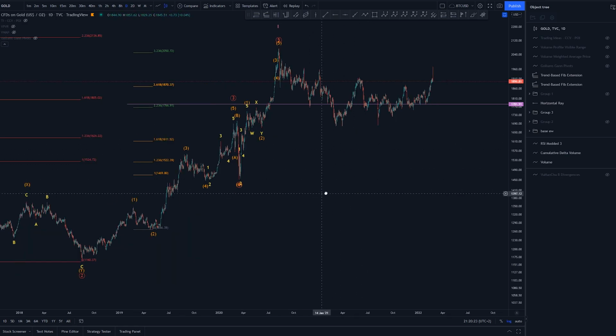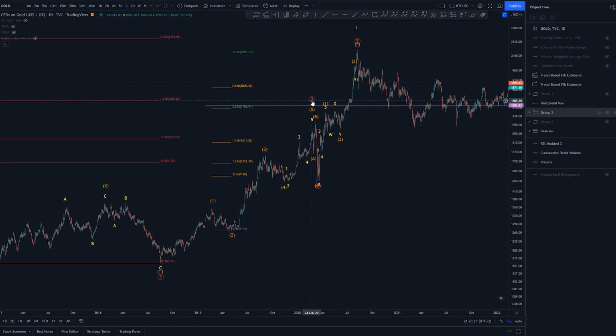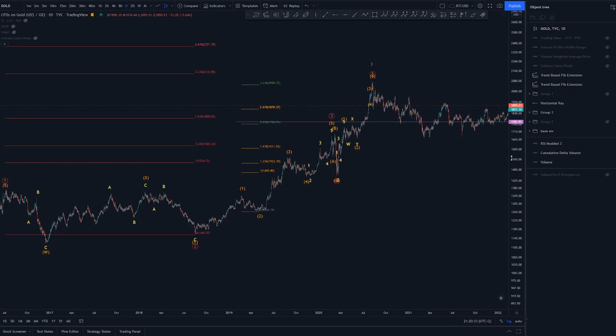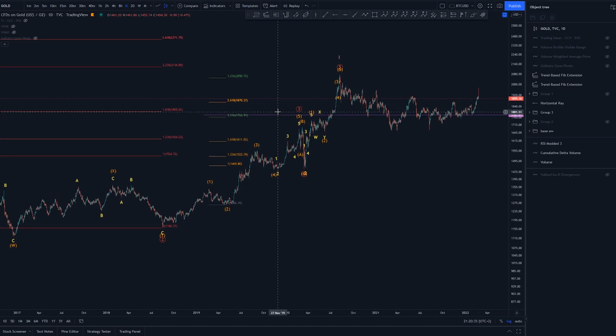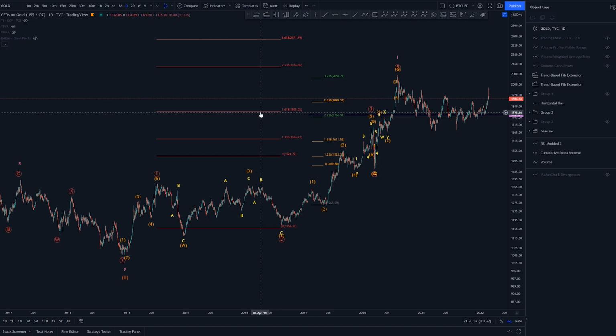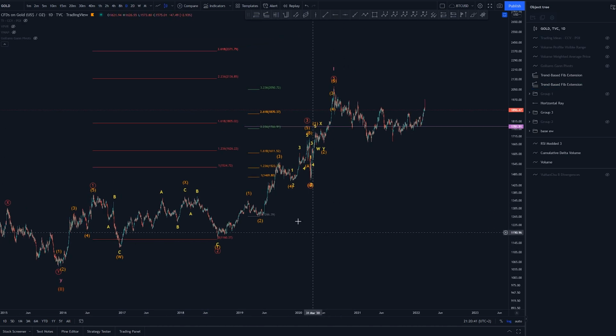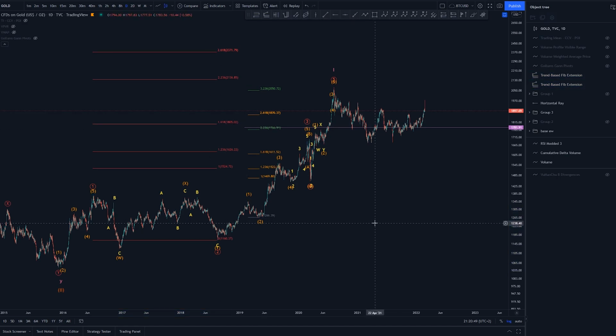We would have wave 3 of primary wave ending here. Now, what would this mean? This would mean that this target is not hit, which is not good, to be honest. It's not good, but it is possible. You don't need to have a 1.618.